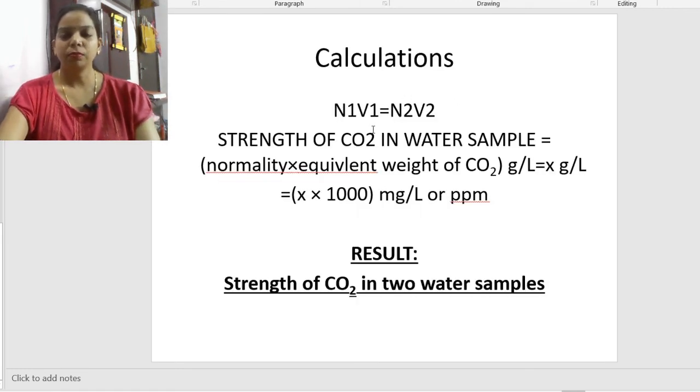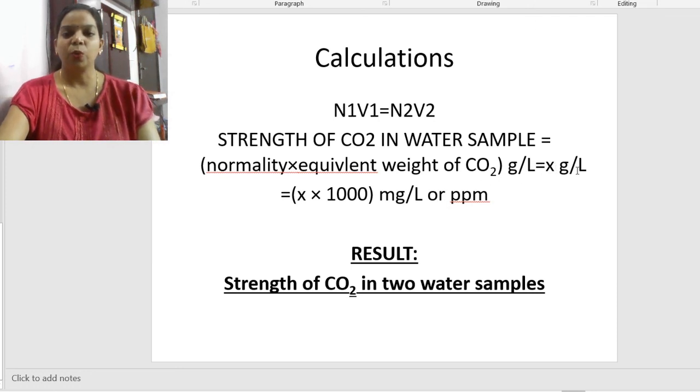Calculations can be done using the normality equation, N1V1 is equal to N2V2. On the left hand side you can take your standard solution of sodium carbonate. On the right hand side you can take the water sample. So you will find out the normality of the water sample, N2. After getting N2, you multiply this N2 with the equivalent weight of CO2, which is 22 grams per liter. So you will get, let's say this is X, some strength of CO2.